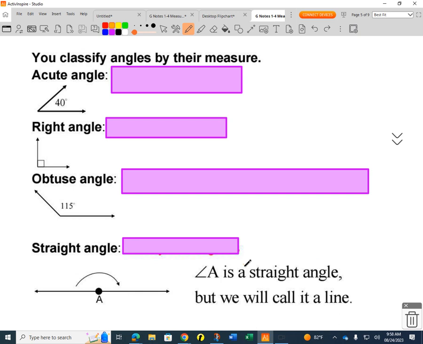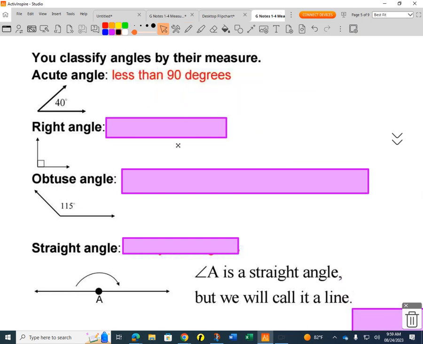hopefully middle school math taught you these terms. Acute angles, right angles, obtuse angles. Straight angle you probably didn't learn in middle school. Anybody remember what an acute angle is? It's small, but how small? Less than 90, that's right. So an angle that's less than 90 degrees.